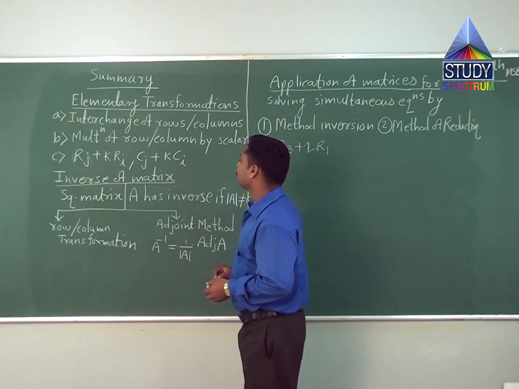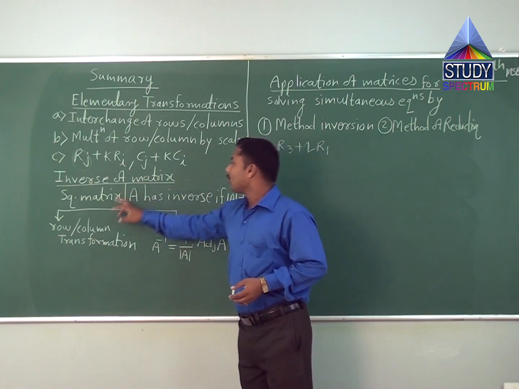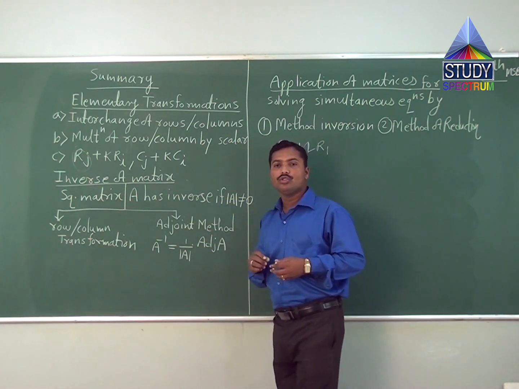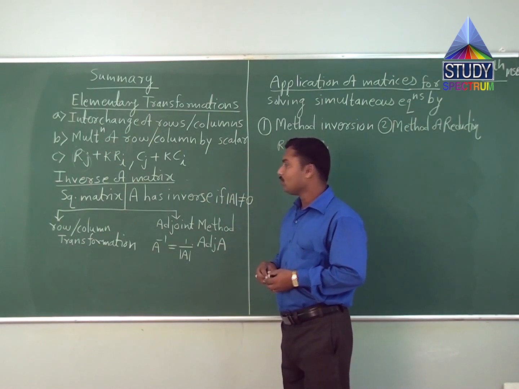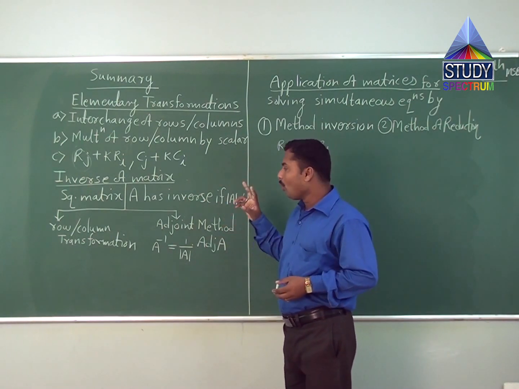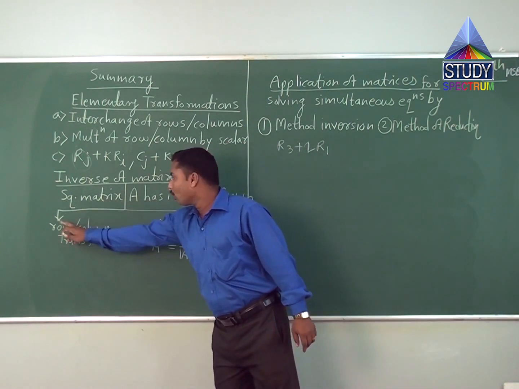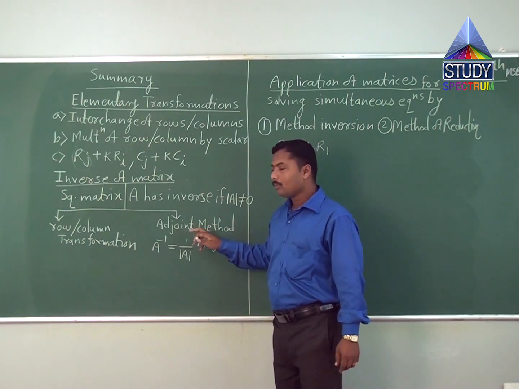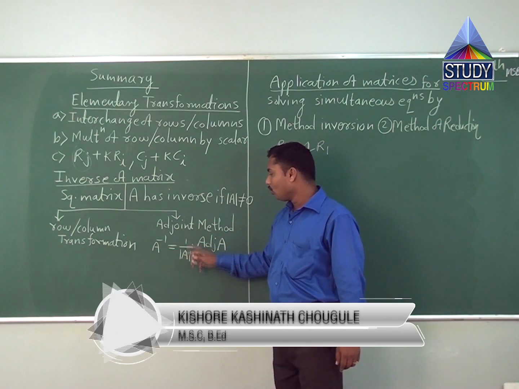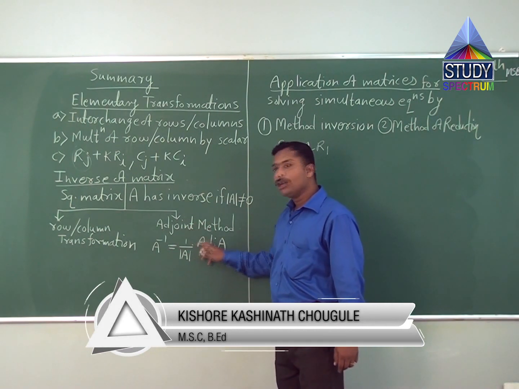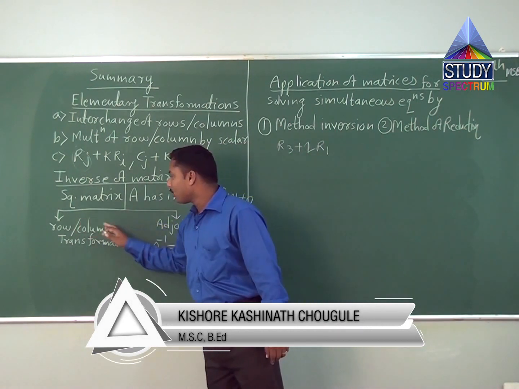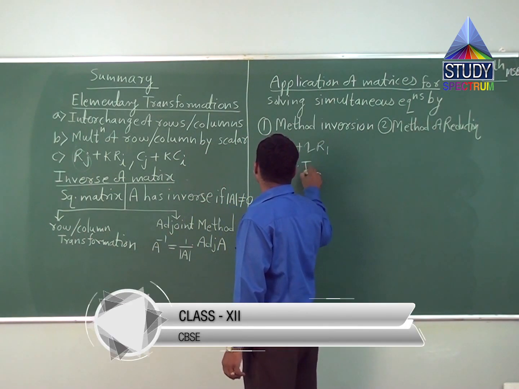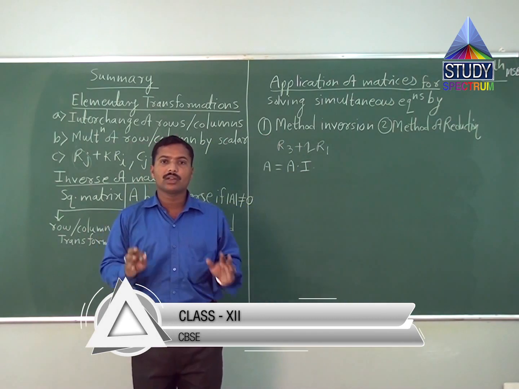इनवर्स ऑफ मैट्रिक्स के दो मेथड्स हैं हमें. पहले स्क्वायर मैट्रिक्स A हैज इनवर्स इफ एंड ओनली इफ डिटरमिनेंट नॉन जीरो है. इनवर्स फाइंड करने के दो मेथड्स हैं: फर्स्ट मेथड रो कॉलम ट्रांसफॉर्मेशन एंड सेकंड एडजॉइंट मेथड. सो फॉर्मूला इज A इनवर्स इक्वल टू 1 अपॉन डिटरमिनेंट A इनटू एडजॉइंट ऑफ A. इसमें आप समटाइम्स A इक्वल टू A इनटू I ये फॉर्मूला यूज करके भी सॉल्व कर सकते हैं.